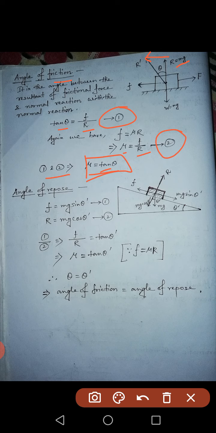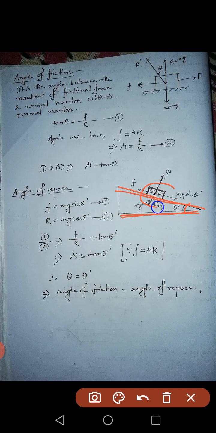Then another angle is there, that is the angle of repose, and this angle of repose we basically observe when an object is placed on an inclined plane, not on a horizontal plane. Here you can see that this was the horizontal plane, the object was kept on the horizontal plane, but in this case this is an inclined plane. This inclined plane is at angle theta dash with the horizontal, and the object is placed on the inclined plane.